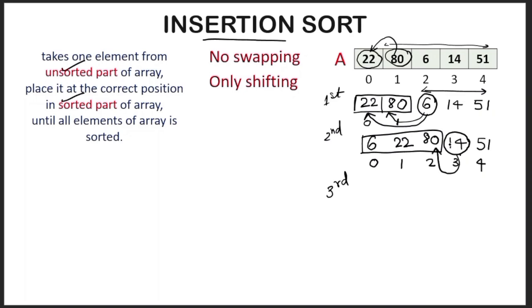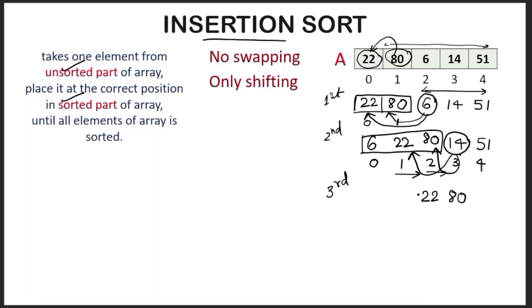First we will compare 14 with 80. If 14 is smaller, then we will shift 80 one place to the right side. So 80 will come at the third location, and then we will compare 14 with 22. 14 is smaller than 22, so 22 will be shifted one place to the right. So 22 will come at the second index.